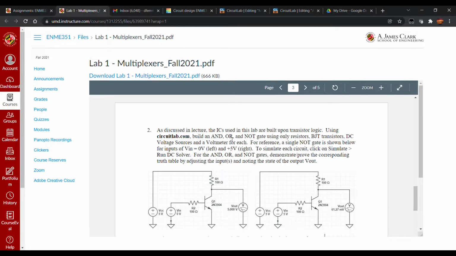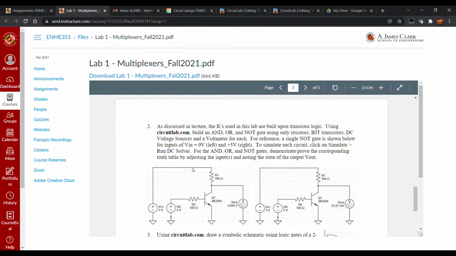For part 2 of the lab, we had to build our own AND, OR, and NOT gates using only resistors, BJTs, and DC voltage sources. In Circuit Lab, the NOT gates were given to us, and we can see that with a low input, we get a high output, and with a high input, we get a low output.